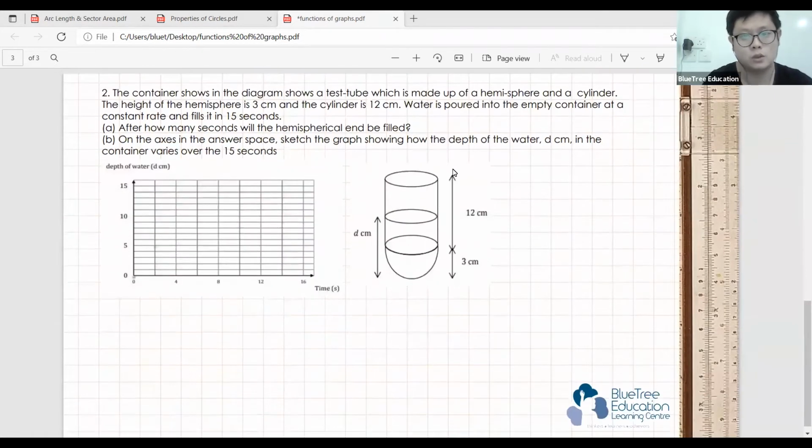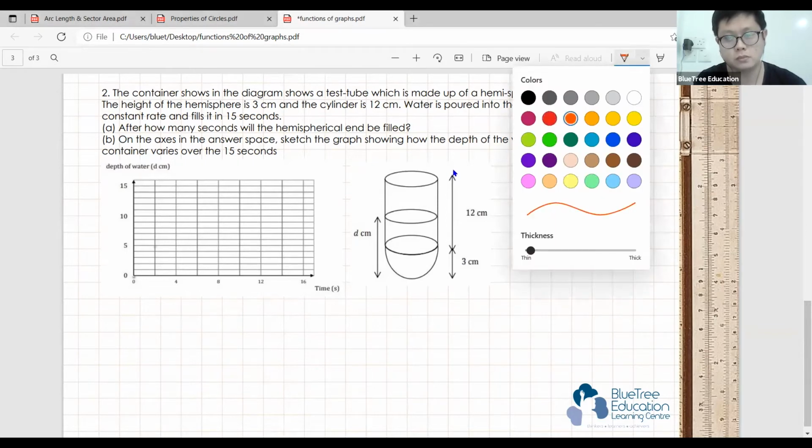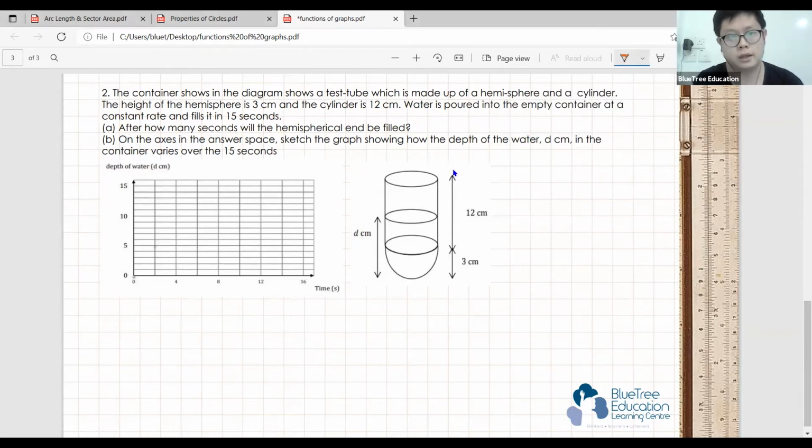So now for question 2 here, it is to sketch out another kind of graph in relation to how fast you fill the water up. In this question, a lot of students might think that when they ask you to find out how many seconds the hemispherical end will be filled, you have to find the volume of this hemisphere, right?